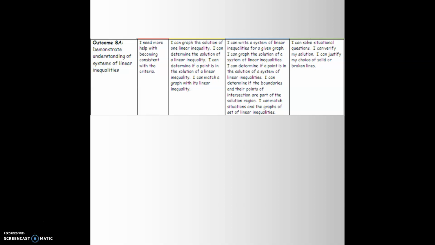Alright, so this video is talking about systems of linear inequalities, and all systems are is it just means many. So on a single graph, there's going to be more than one linear inequality graphed on it.